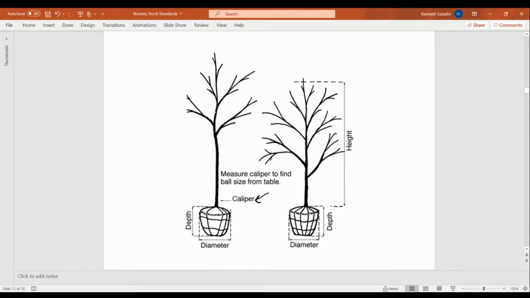So caliper is one way of grading the tree, but in the nursery stock standards, there are also minimum heights that the different grades need to be. And I'll show you an example of the grading scale that I actually took from the standards that shows you the different heights that the different trunk calipers need to be.